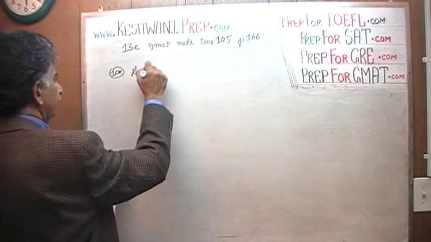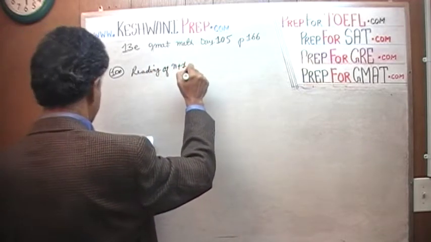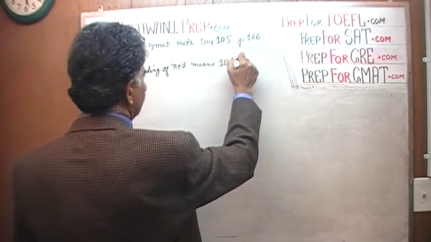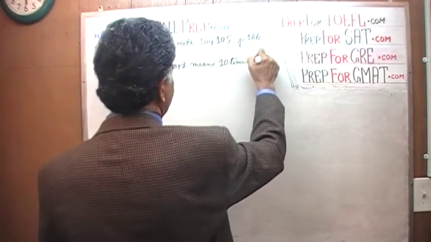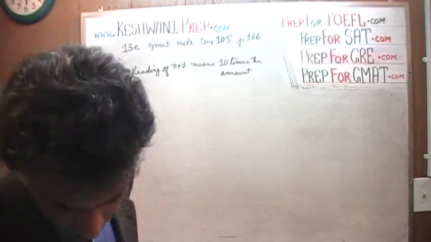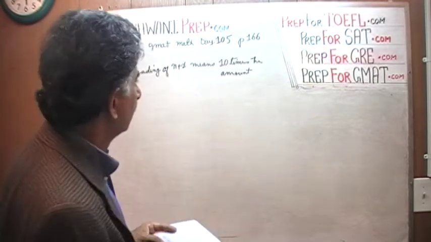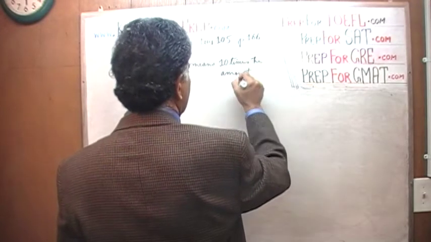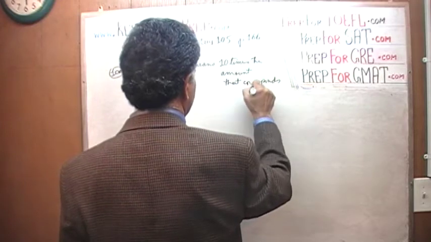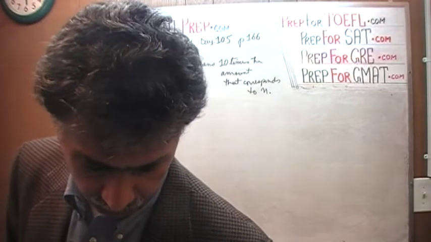In number 100, they tell us that the reading of n plus 1 means 10 times the amount that corresponds to n. Now let's first understand what this means before we actually try to solve the problem.